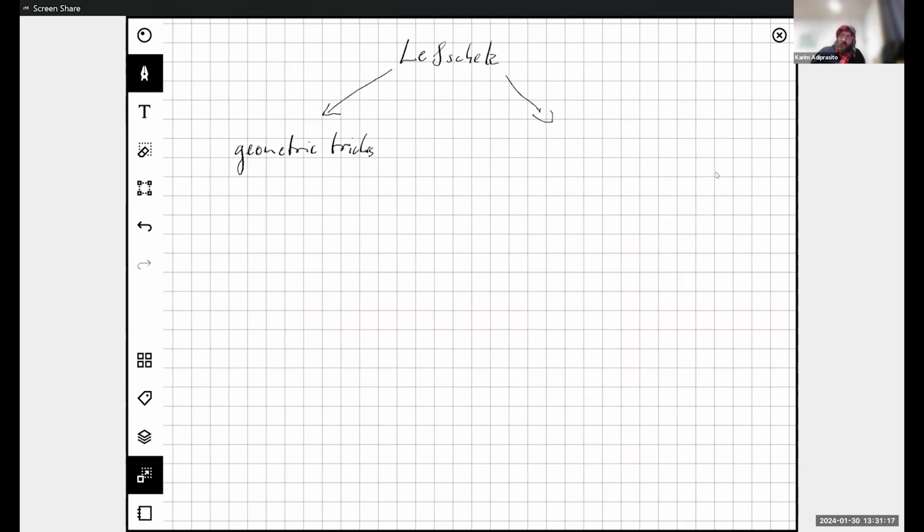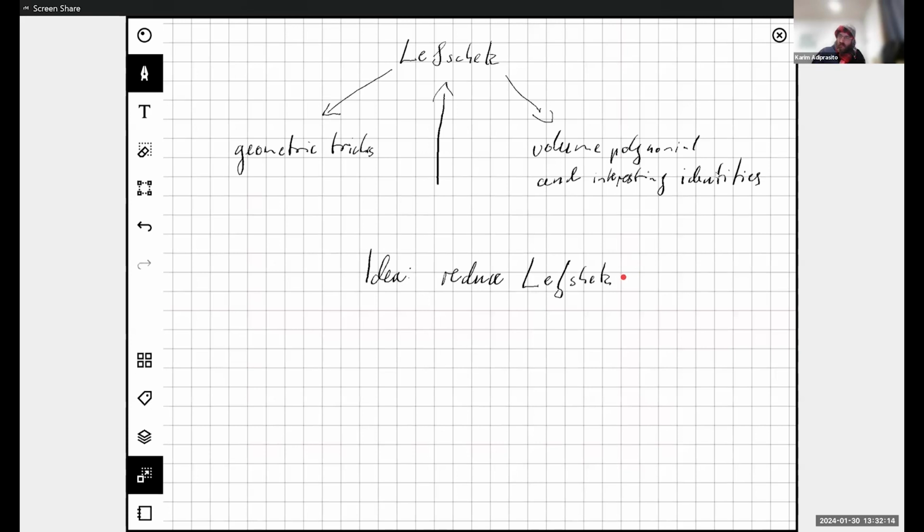And then there's the proof that basically uses a transcendental extension and manipulating just the volume polynomial, and interesting identities. Okay. And it turns out that both of these proofs, in the end, use the same trick. They reduce the Lefschetz property to a pairing property. So the idea is to reduce Lefschetz to a pairing.